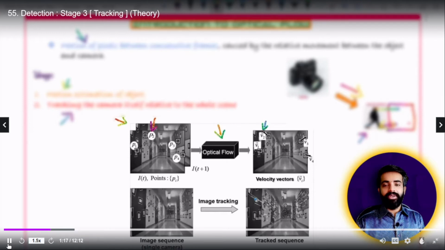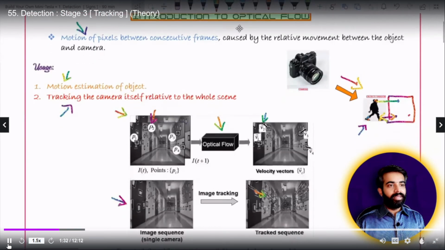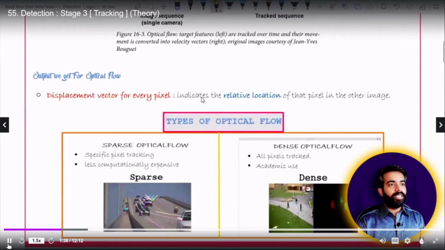So once we have estimated the motion of these pixels in the 2 frames, we can now estimate the motion of the whole scene by displaying the displacement vector on the 2 frames. So the output that we got using the optical flow was the displacement vector for every pixel. And this displacement vector was describing the initial location in the first frame and the final location in the second frame. The types of optical flow are 2 in number.